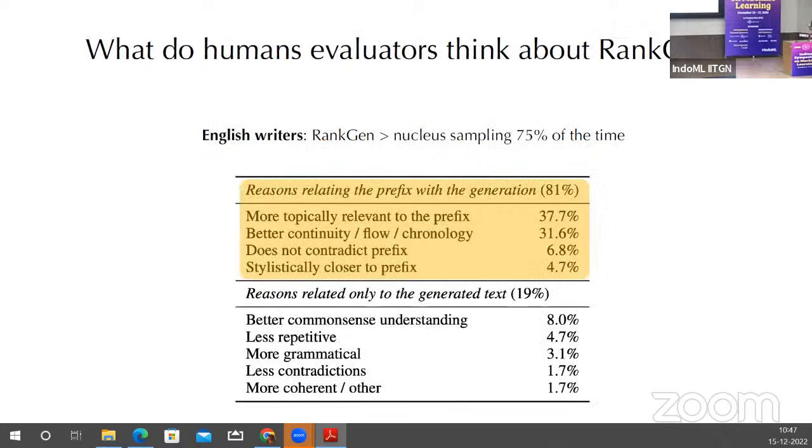So I just wanted to conclude by showing some comments written by human evaluators of RankGen decoded text. We see that human evaluators prefer RankGen text over nucleus sampling generated text 75% of the time. And they say reasons for their preference include that the generation is more relevant to the prefix. It has better continuity, better coherence, stylistically more similar to the prefix. Broadly, it's just a better fit for the input to the language model than otherwise.